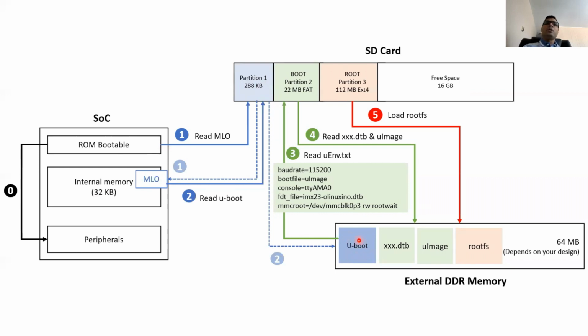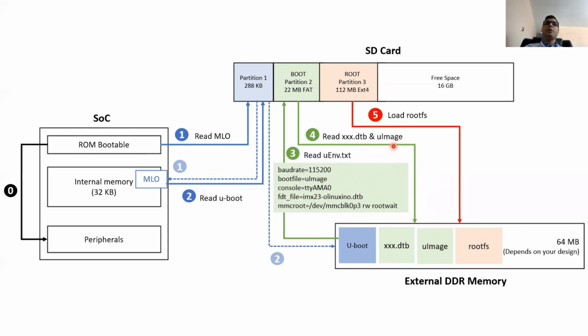So the U-boot will read partition 2 and look for an environment file. When the U-boot reads the environment file, it will know the UART baud rate and know which file should be loaded for the booting and which file should be loaded for the device tree. And it also knows the root file system is located at partition 3, for example. U-boot, after reading the environment file, loads the device tree and also loads the uImage file.